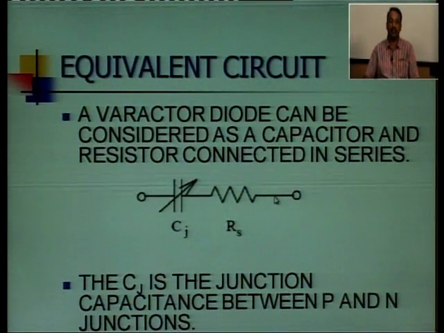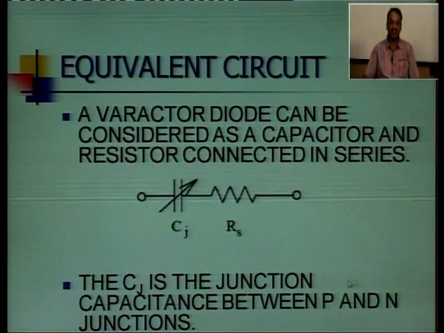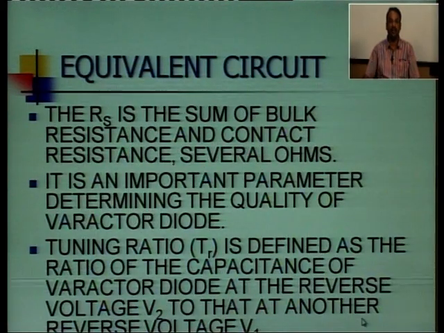This is the equivalent circuit of the varactor diode. So, a varactor diode can be considered as a capacitor and a resistor connected in series. The junction capacitance is the capacitance between the P and N junctions, where RS is the sum of bulk resistance.